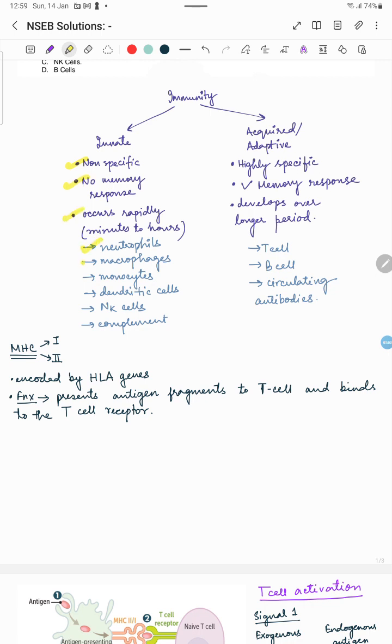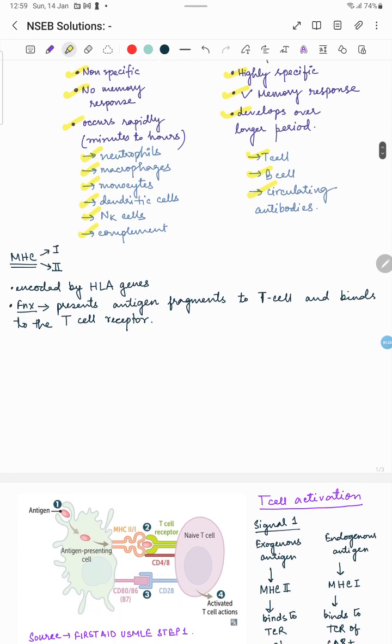Now neutrophils, macrophages, monocytes, dendritic cells, NK cells, complement system, everything falls under this innate immunity. Acquired immunity or the adaptive immunity is highly specific, there is memory response and it develops over a longer period of time. The T cells, B cells and the circulating antibodies come under this adaptive immunity.